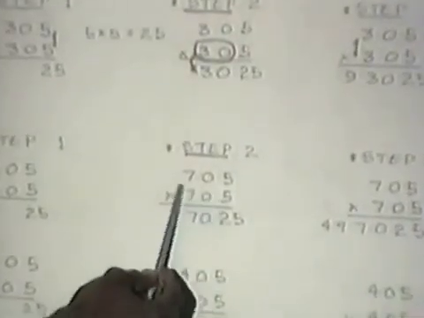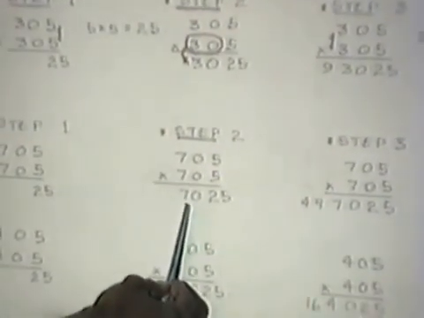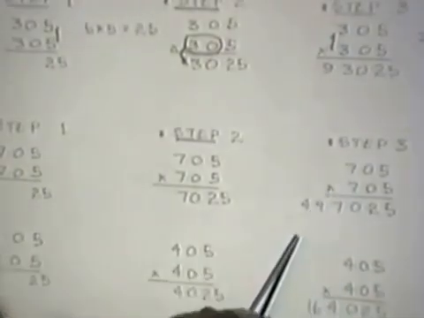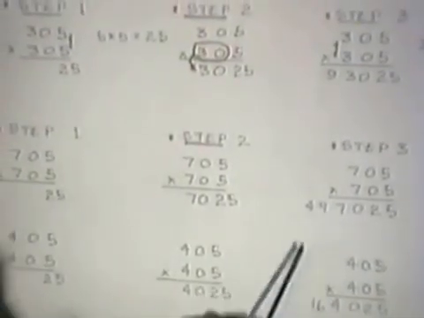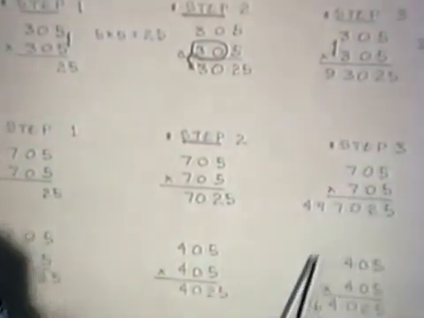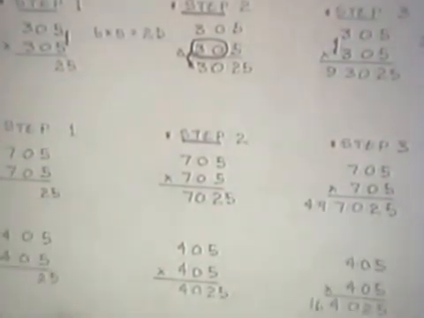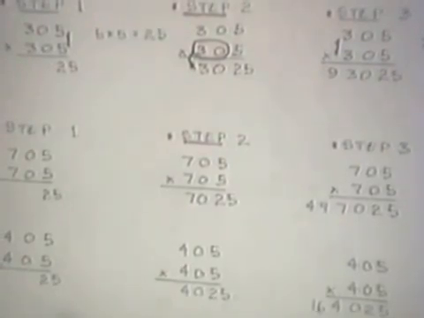Let's do another problem. 705 times 705. Vertical multiplication. 5 times 5 is 25. Step 2. We bring down these 2 digits. That's 70. Step 3. We multiply 7 times 7, which is 49. The answer to 705 times 705 is 497,025.